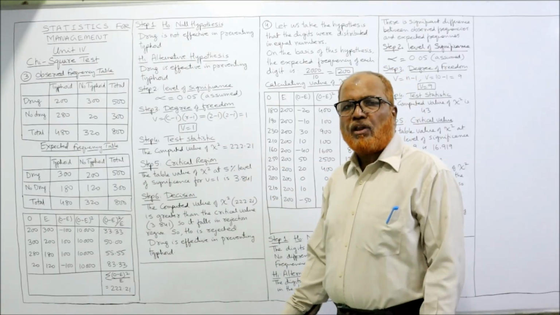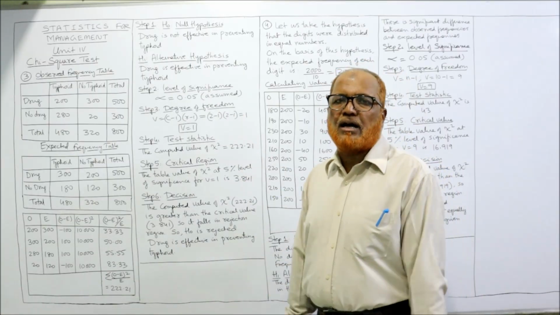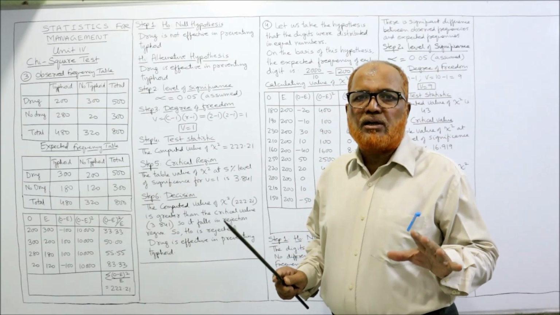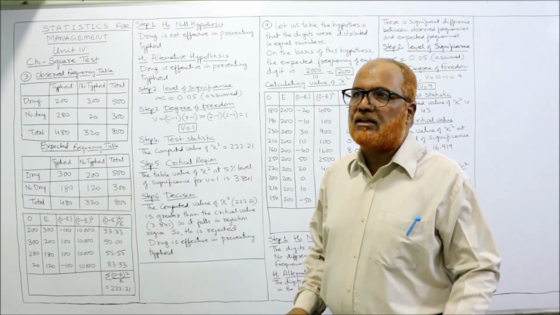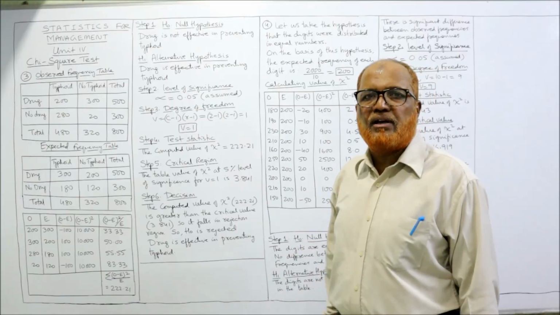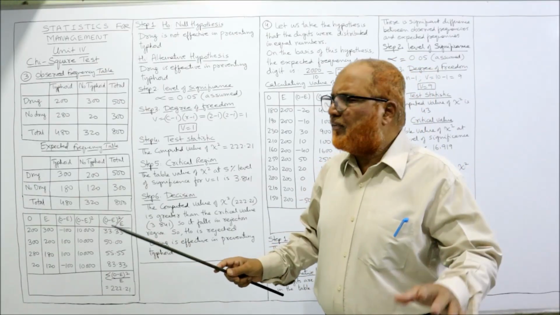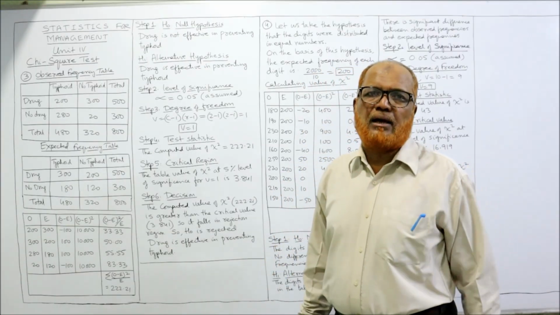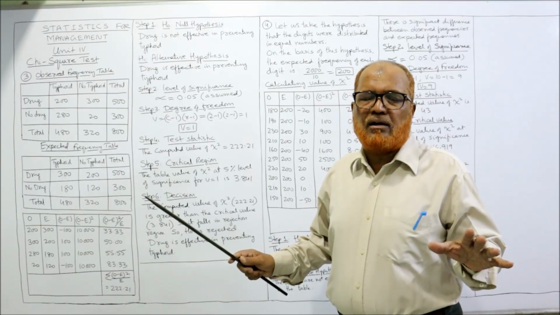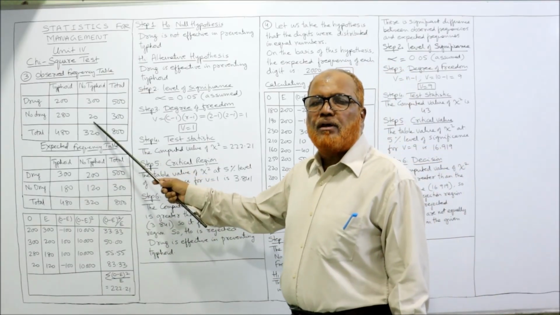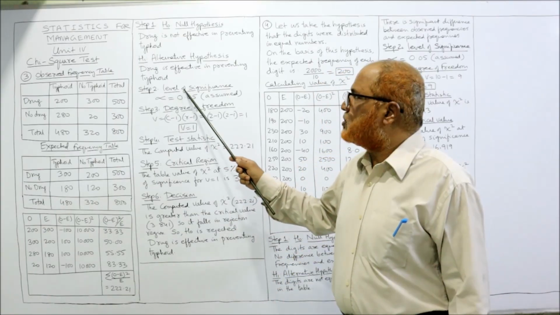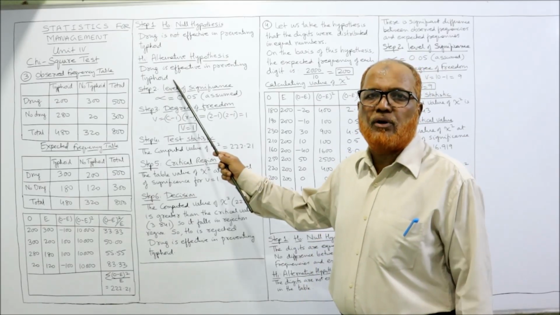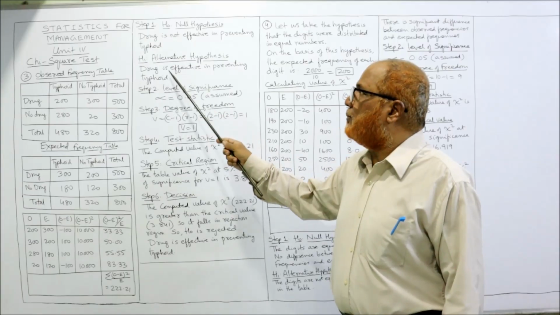Now step 1. Totally 6 steps are there for testing chi-square. First is null hypothesis. That means the drug is not at all effective in preventing the typhoid. No association at all. No difference between observed and expected frequency. Always you have to keep in mind how to frame the null hypothesis: no difference between expected and observed. Alternative, yes, the drug is effective in preventing the typhoid. Opposite of null hypothesis, alternative.